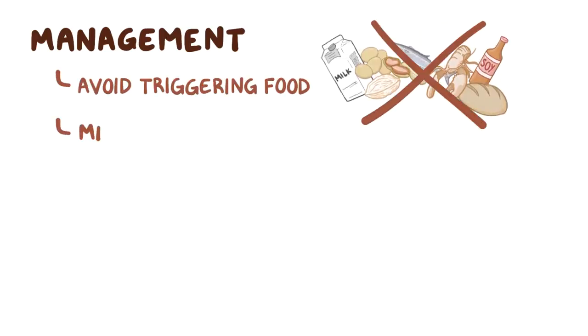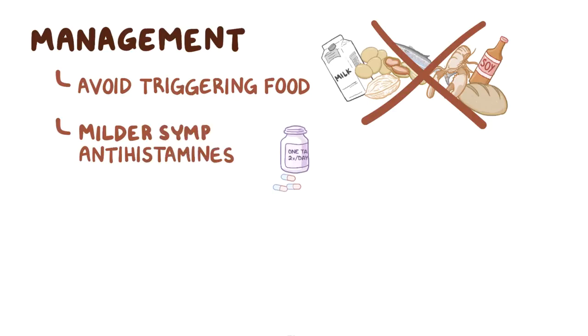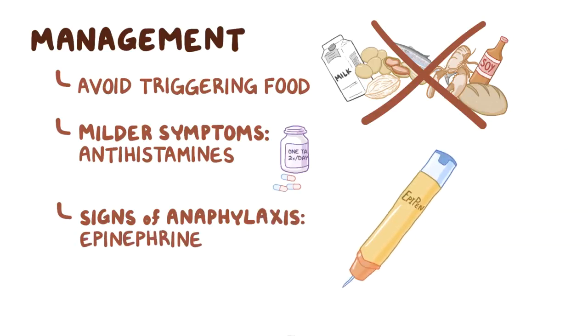The management of food allergies consists mainly of avoiding the triggering food. For milder allergic reactions, antihistamines can help reduce the allergic symptoms. Finally, if there are signs of anaphylaxis, epinephrine in the form of an EpiPen delivered straight into a muscle can be used to give an immediate dose.